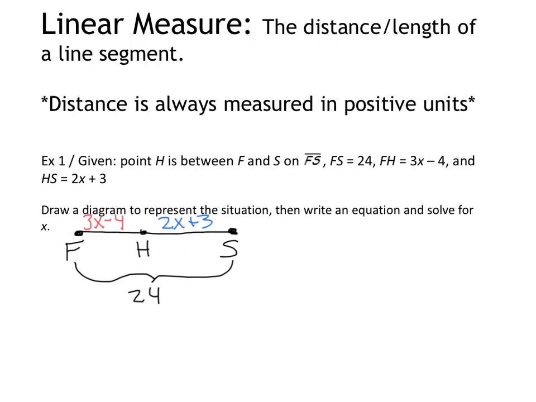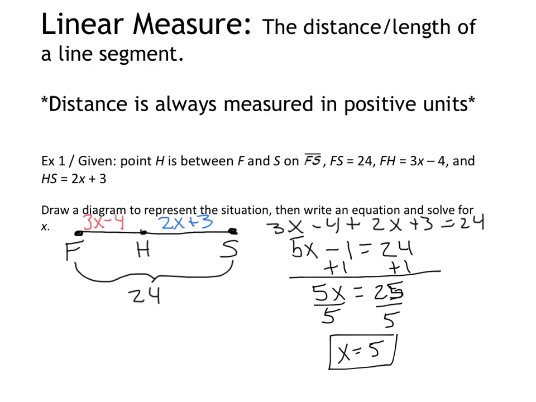In order to solve for x, we need to come up with an equation. We do know that FH is a part of this whole segment, along with HS is a part of this whole segment. The one thing we do know is that FH plus HS is equal to 24. We now can use our algebra skills and solve for the missing variable. After doing our algebra and combining like terms and working backwards, we find out that x equals 5.